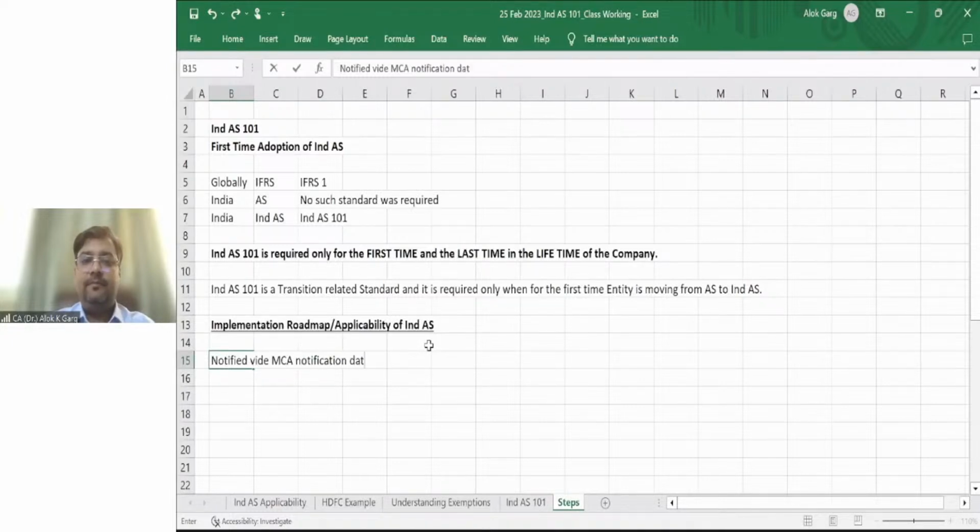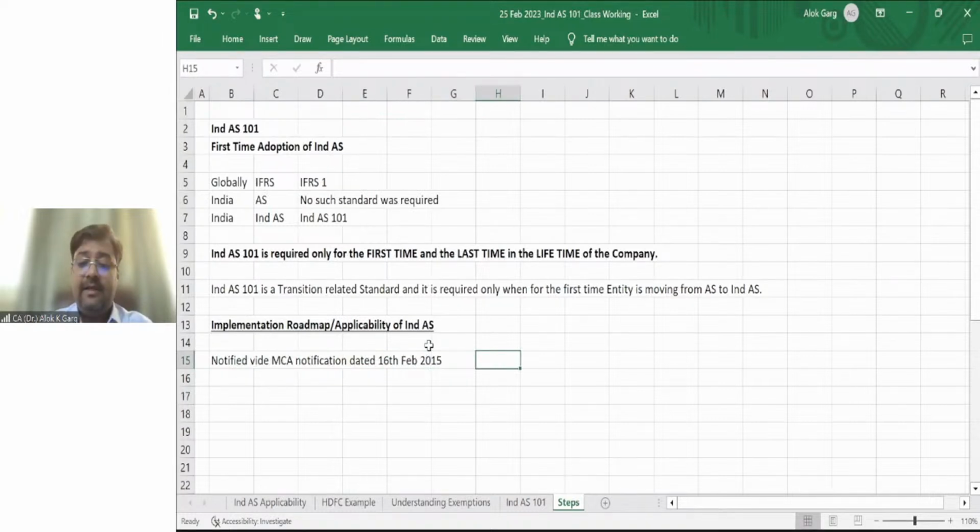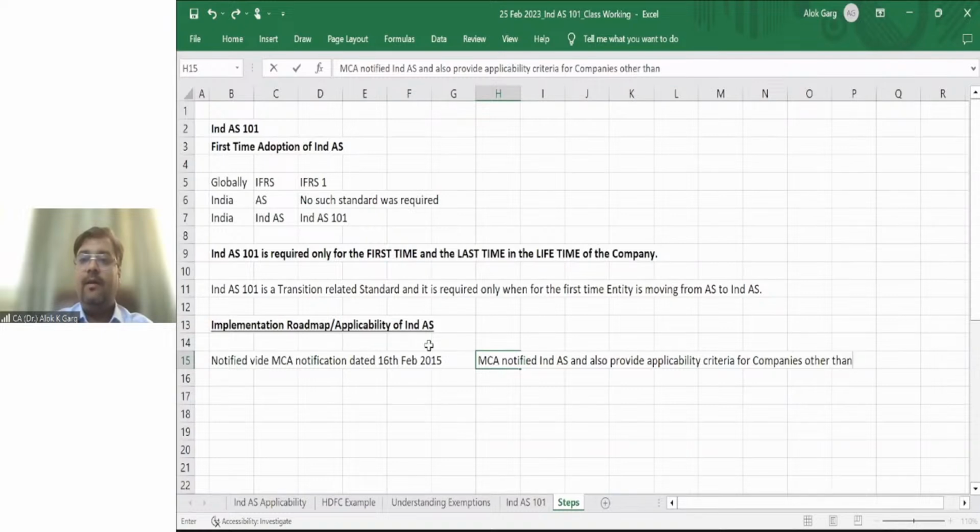vide MCA notification dated 16th February 2015. On 16th February 2015, MCA notified the applicability criteria or implementation roadmap for Indian companies. Clear? On 16th February 2015, MCA notified Ind AS and also provided applicability criteria for companies other than NBFC companies.